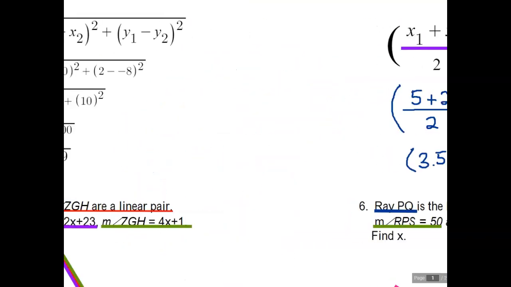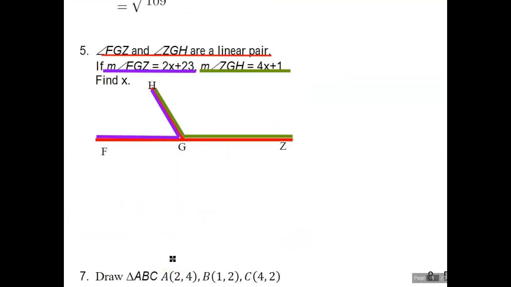Okay, then we looked at some of these problems with linear pairs, which of course have a sum of 180 degrees, right? Because it's a straight line. Straight lines have 180 degrees in them, right? So we have these two angles, 2x plus 23 and 4x plus 1. Since they together make a 180 degree line, we can simply add these together and solve.